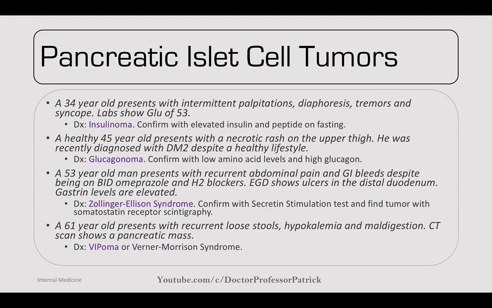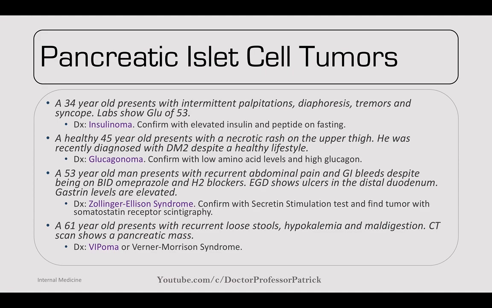So finishing up with pancreatic islet cell tumors, we've got a 34-year-old who presents with intermittent palpitations, diaphoresis, tremors, and syncope. Her labs show a glucose of 53. So this person is presenting with hypoglycemic symptoms, and they are not diabetic. So we can see this as either surreptitious use of insulin, or if there is a positive C-peptide, you can look at insulinomas. So you can confirm this with an elevated insulin and C-peptide on fasting.